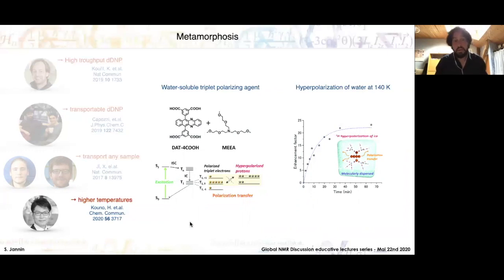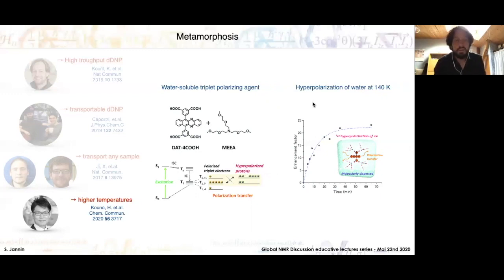water. And in this paper by Nobuhiro, they have managed to excite this triplet state with green light, which gives rise to a very highly polarized triplet state, paramagnetic state. And then by microwave radiation, they can transfer that to the water molecules. And this is done at 100 Kelvin, 140 Kelvin, because the polarization of your triplet state does not depend on temperature. So you don't need to go to very low temperature anymore.